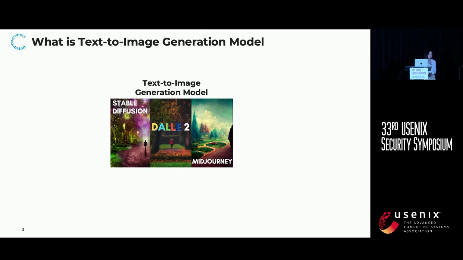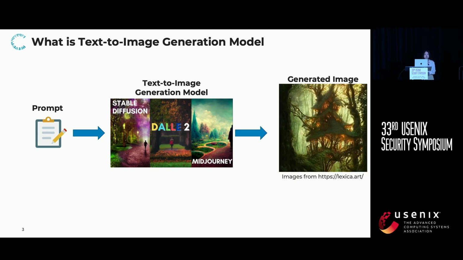So how does text-to-image generation model work? This is not a key point of our paper, so here I just put it simple. To use text-to-image generation model, you need to first prepare a description of the expected image, which we call prompt. And then the model can automatically generate the image based on the prompt. But this process is not as simple or easy as you think. It's not something just out of the box, right?